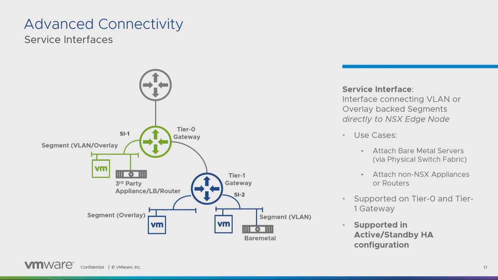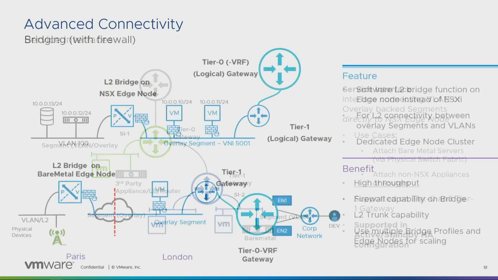Some other ways of connecting, and I've already alluded to this, is service interfaces. A service interface is the ability to connect a segment, whether it's VLANs or overlays, directly into the SR component, bypassing the distributed routing component, which gives you the advantage that you can now assign, for example, firewall rules or static routes to that given interface. So a service interface is quite important to build things with. But Daniel will talk way more about this than I do.